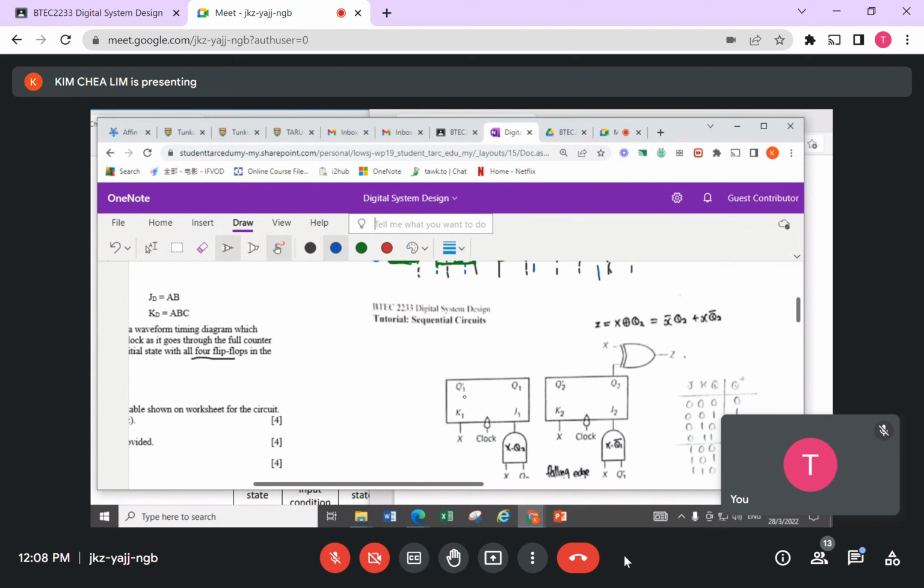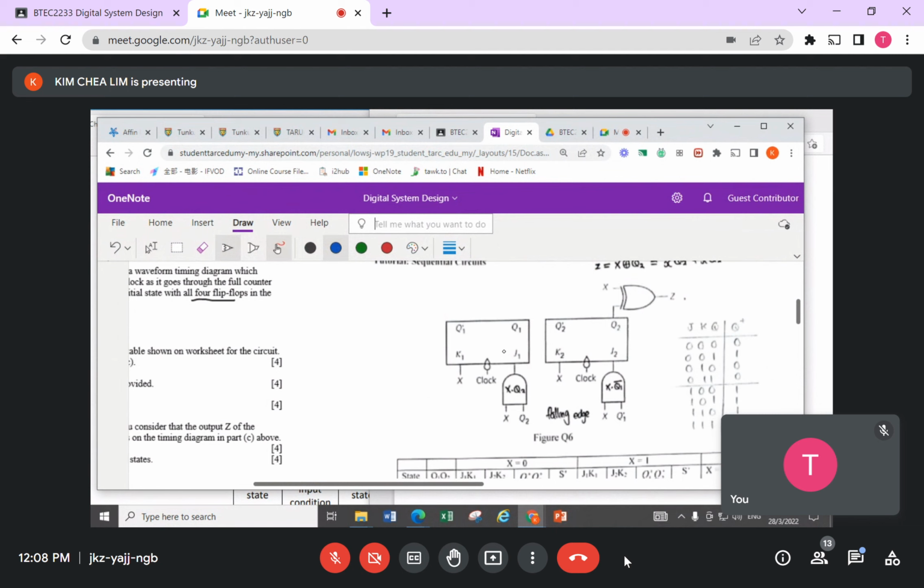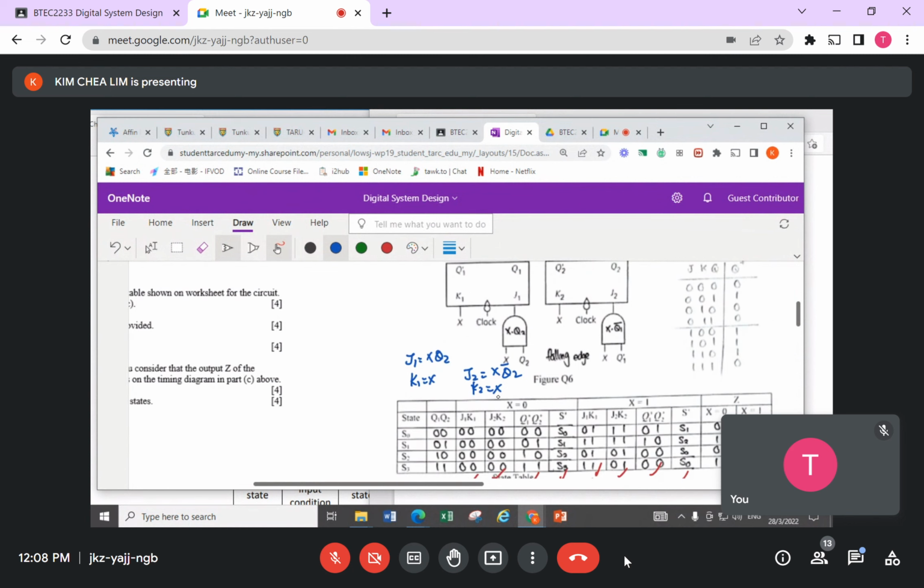And what is our K1? So I just write here, K1 is the same as my X. Then J1 is the same as this X. Then J2, yep, he wrote it inside here. No wonder I cannot find it just now. So K2 is the same as X. Based on these expressions here, we fill up this table.